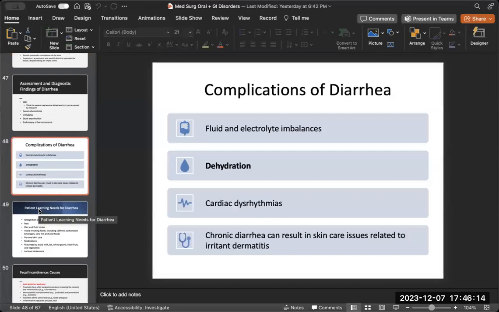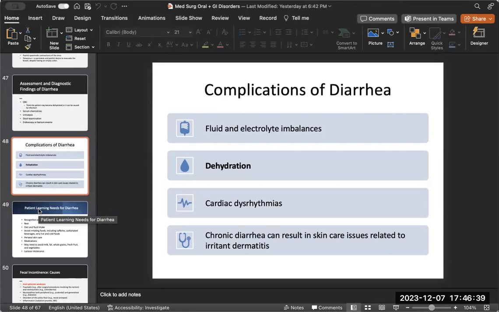So complications, right? We're having diarrhea. We're not able to absorb things. It's just going through you really quick. So fluid and electrolyte imbalances, dehydration, cardiac dysrhythmias, right? Because that dehydration could lead to more problems and cause cardiac arrhythmias, especially if there's fluid and electrolyte imbalances, right? If low potassium, that can cause a cardiac dysrhythmia.